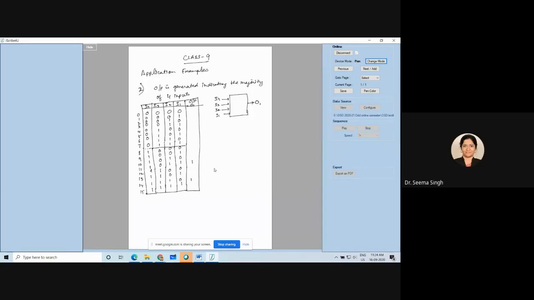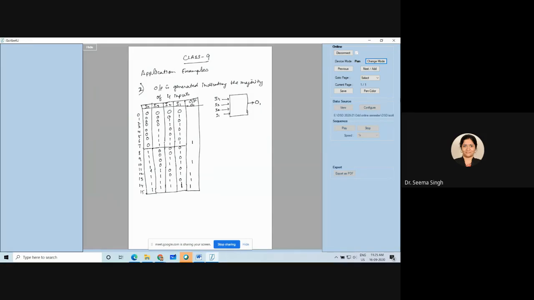Then 15, yes, 15 should be high. Then 13, yes, 13 should be high. Anything else? 7, yes, 7 should be high. So you can see that 7, 11, 13, 14, 15 are high, right? And the rest all will be 0, right?